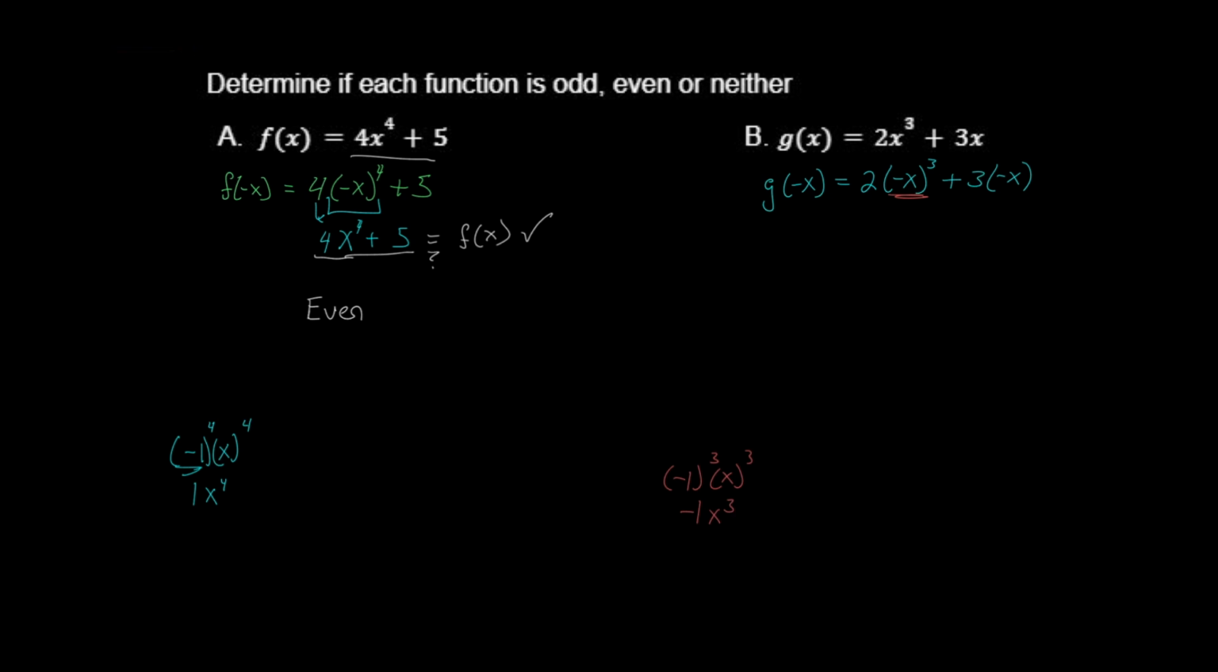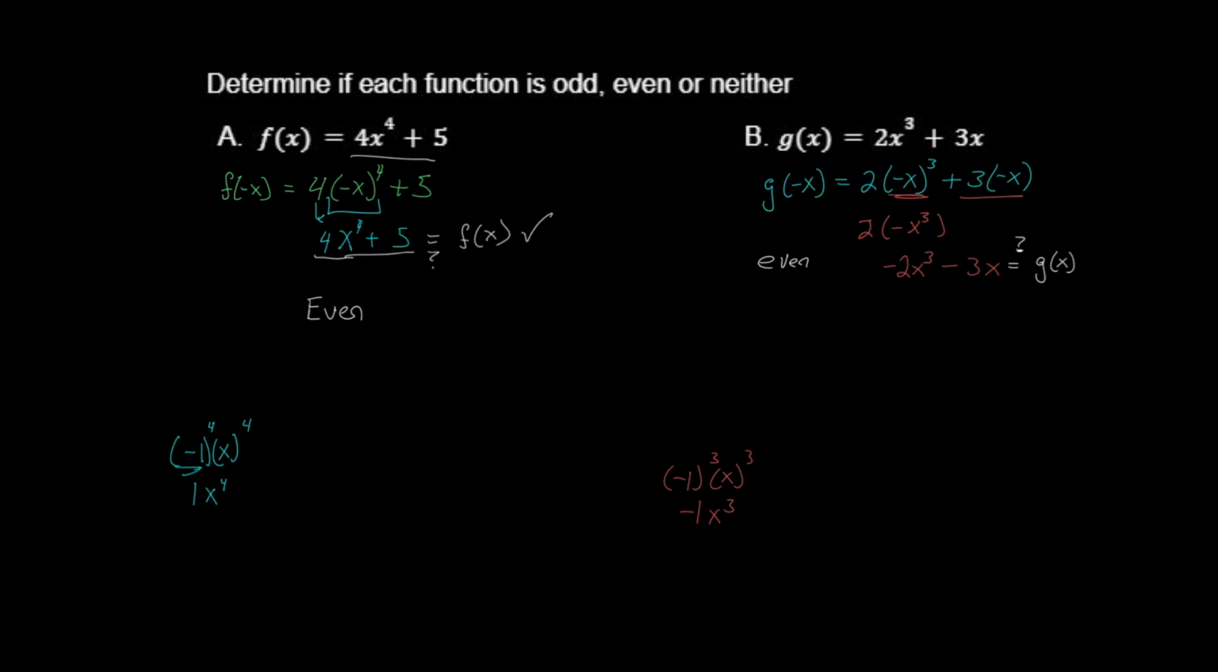So we would have 2 times negative x to the 3rd. If I simplify that, 2 times negative x to the 3rd is really just negative 2x to the 3rd. Cool, first term dealt with. Second term, we really just have 3 times negative x, which is going to make it negative 3x. Now for the check for even, now that I've simplified g of negative x, I want to see if this is the same thing as the original equation.